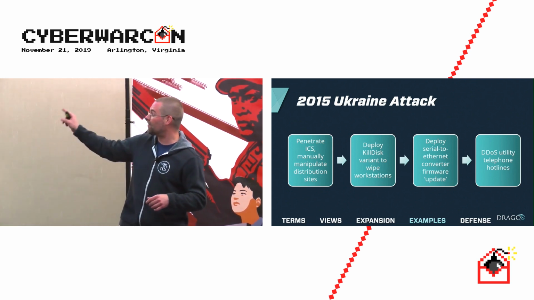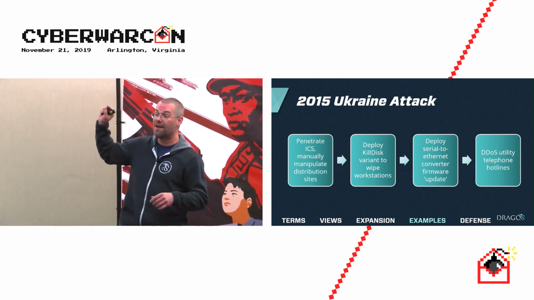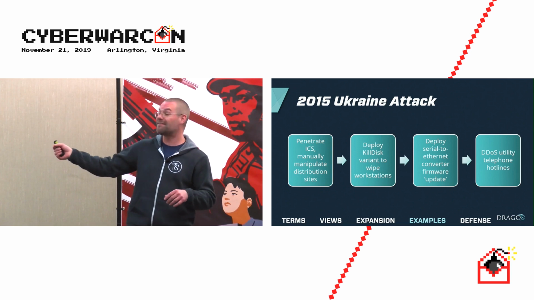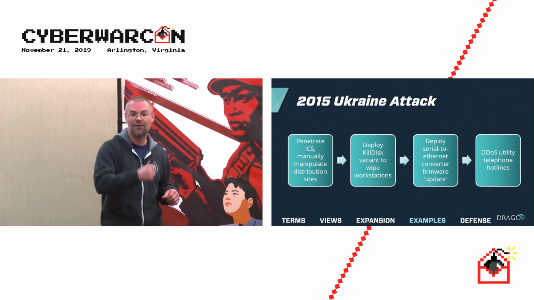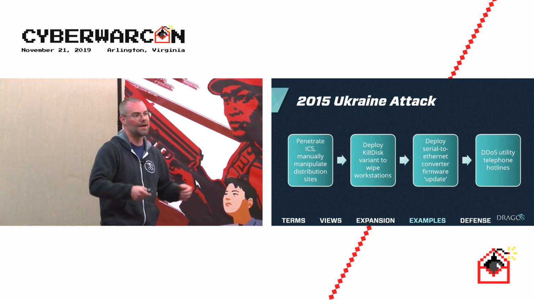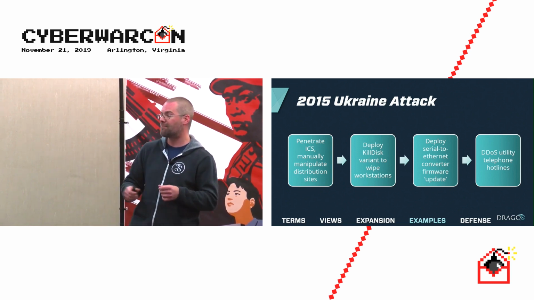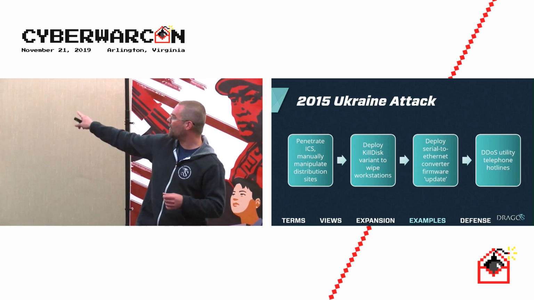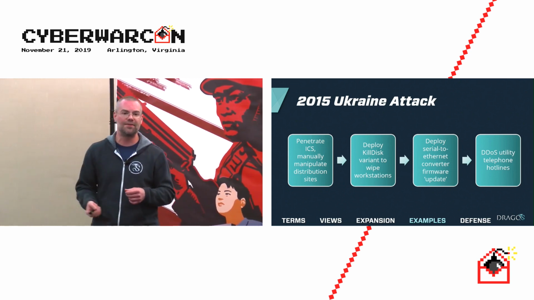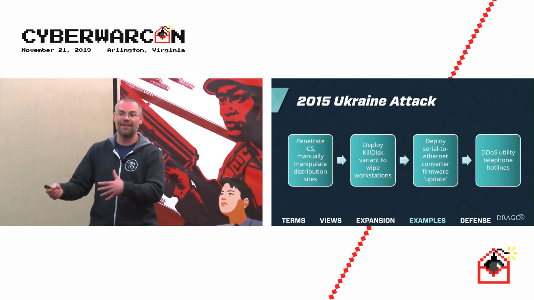Because combining that with KillDisk to wipe workstations, the probably most technically interesting part of this entire attack was deploying the serial-to-Ethernet firmware rewrite that bricked a bunch of devices, inducing a loss of control and loss of visibility. And then finally, there was a denial of service on telephone utilities, like telephone hotlines leading to the utilities.